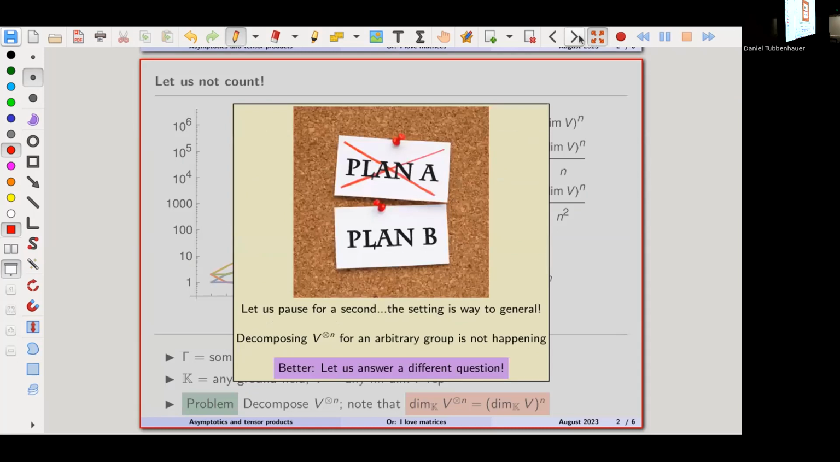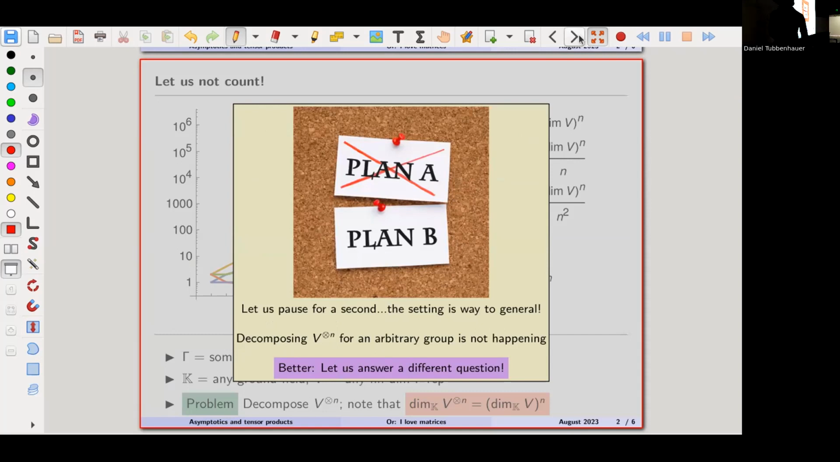And so that's where I was a year ago. I was like, okay, in this general setting, what on earth can I tell you about this problem? I have a general field, I have a general group, and I have a general representation. So how on earth am I going to decompose that space? It's just not happening, right?